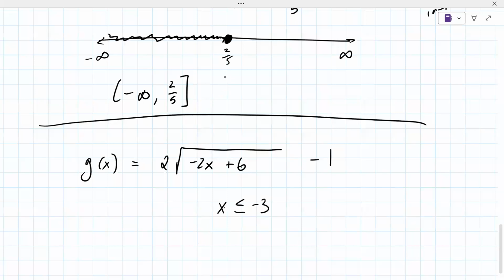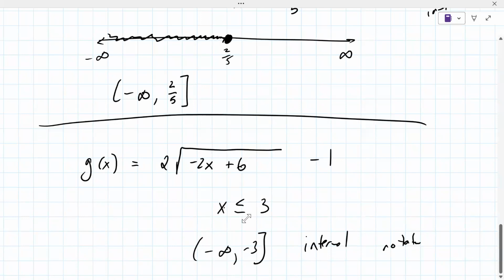Negative infinity, comma, negative 3, and then is it a bracket? Yes, that's what they're looking for. Very good. Oh, it is negative 3? Yes. I'm sorry, you said +3, didn't you? Yeah. I wrote down something different. Yeah, it is +3. Yes.